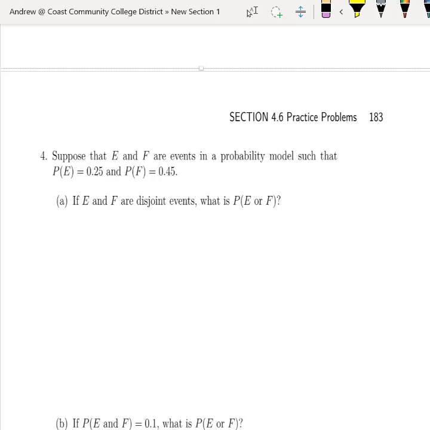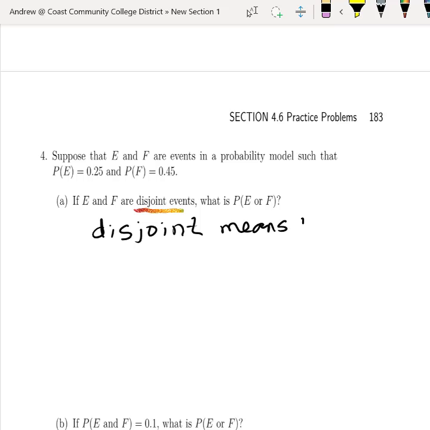Here is an application of the sum rule. The first problem is one where we have two disjoint events. What does disjoint mean? Disjoint means that there is no intersection. So I'm going to write that down, even though you really don't have to each time: the intersection is equal to the empty set. That's the empty set.